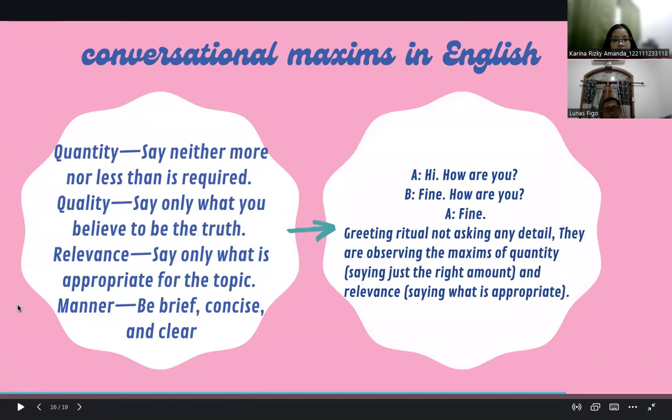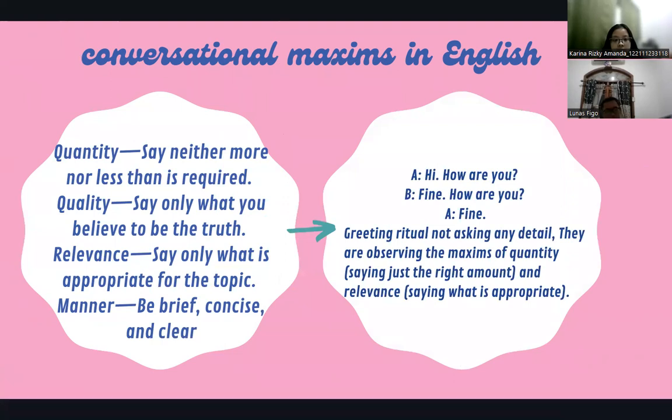Conversational maxims in English. The first one is quantity: say neither more nor less than is required. Quality: say only what you believe to be the truth. Relevance: say only what is appropriate for the topic. Manner: be brief, concise, and clear.